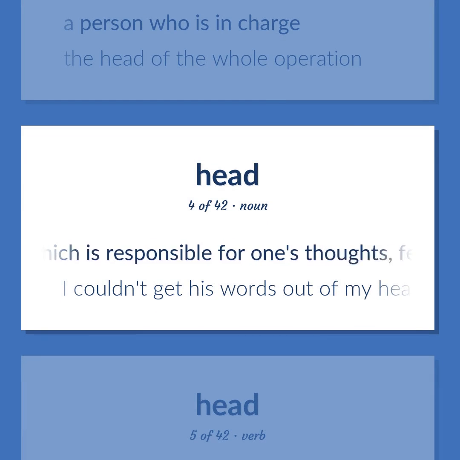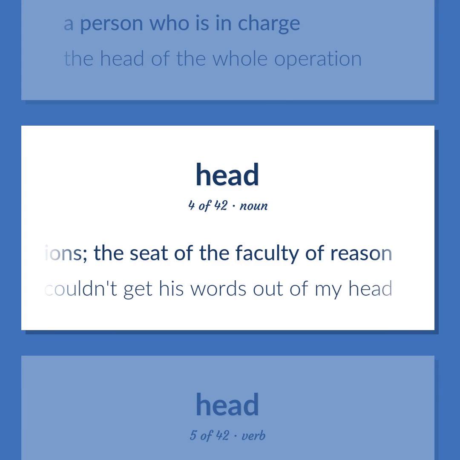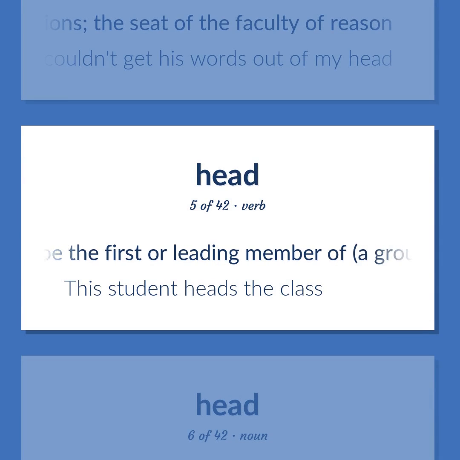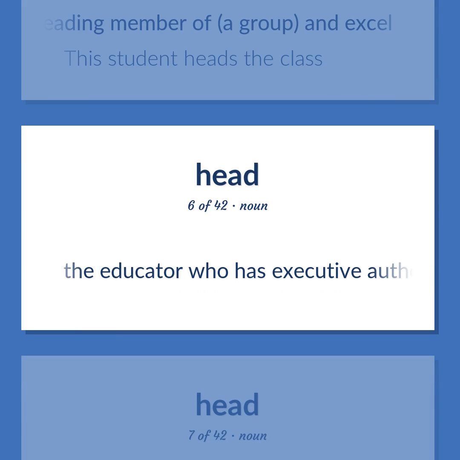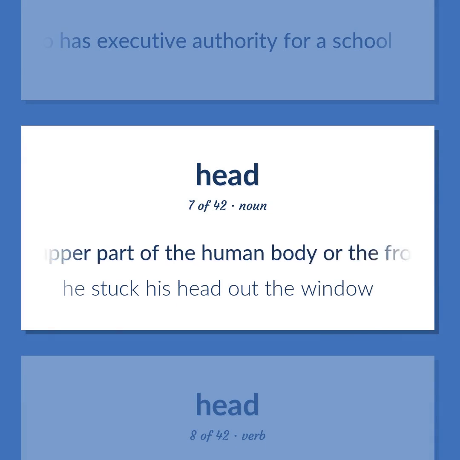That which is responsible for one's thoughts, feelings, and conscious brain functions. The seat of the faculty of reason. I couldn't get his words out of my head. Be the first or leading member of a group and excel. This student heads the class. The educator who has executive authority for a school. The upper part of the human body or the front part of the body in animals, contains the face and brains. He stuck his head out the window.